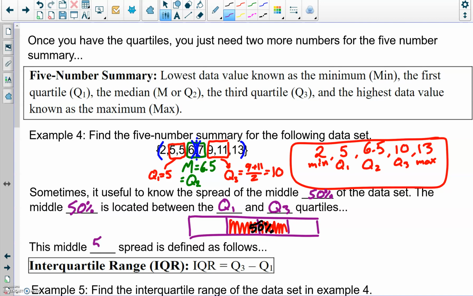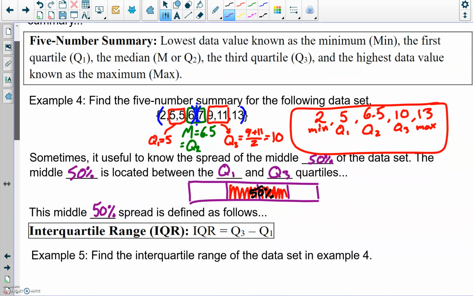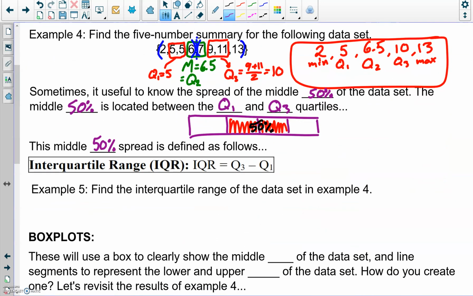So this middle 50% spread is defined as follows. It is the IQR, the interquartile range. That's what IQR stands for. And it's found just like you find other ranges, except you're not subtracting high minus low, you're subtracting Q3 minus Q1. So find the interquartile range of the data set in that example. Go ahead and pause.